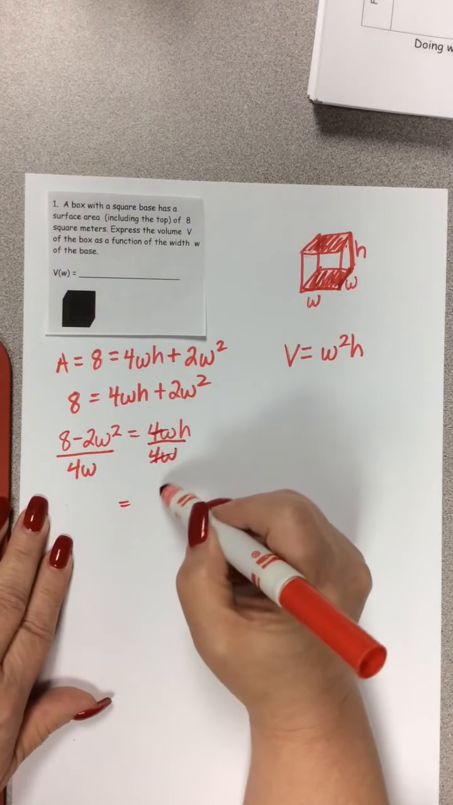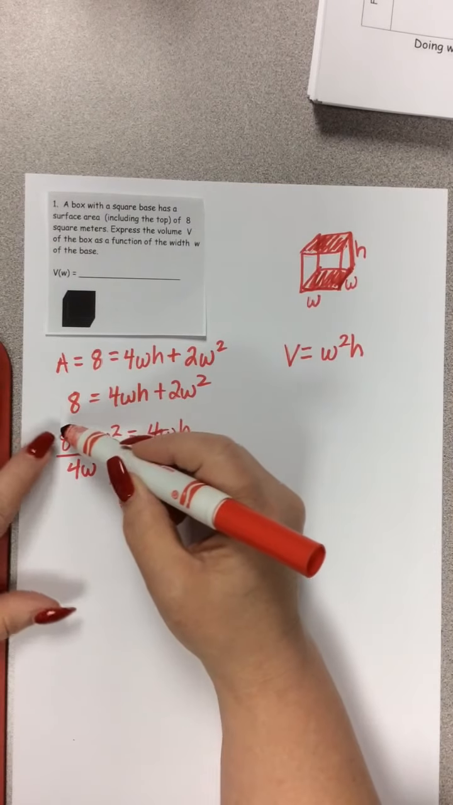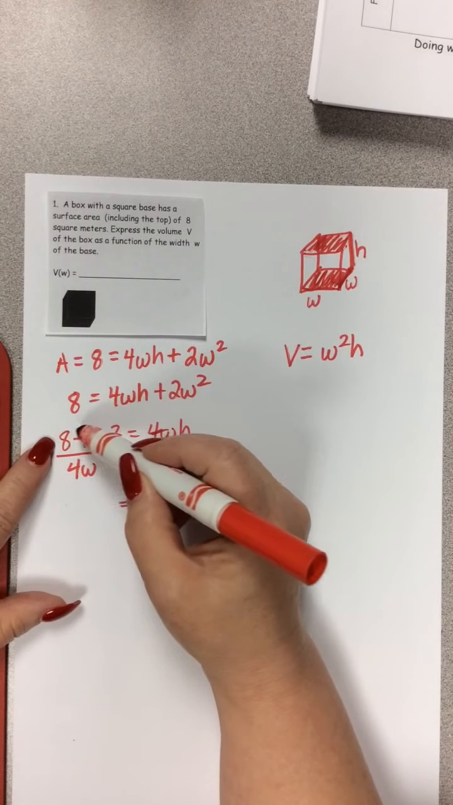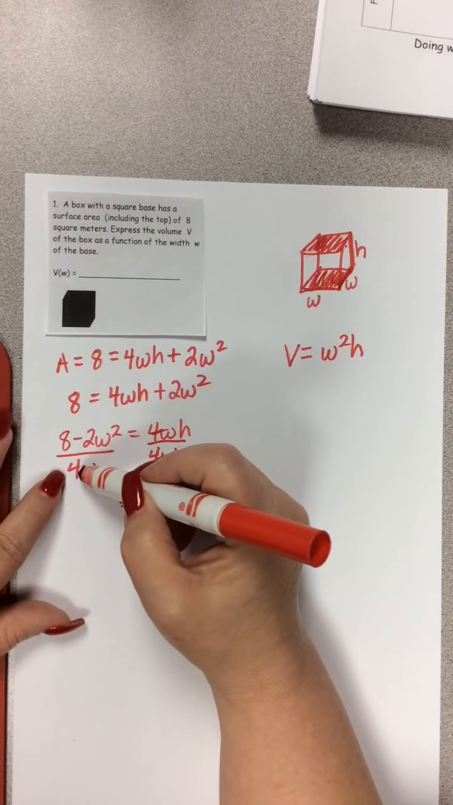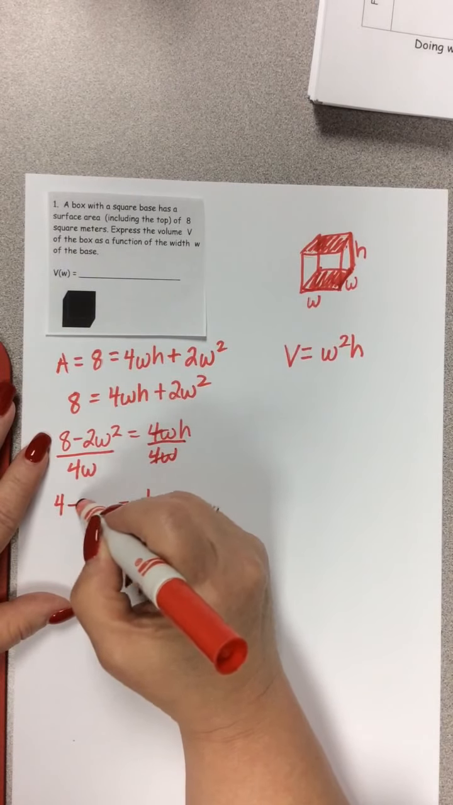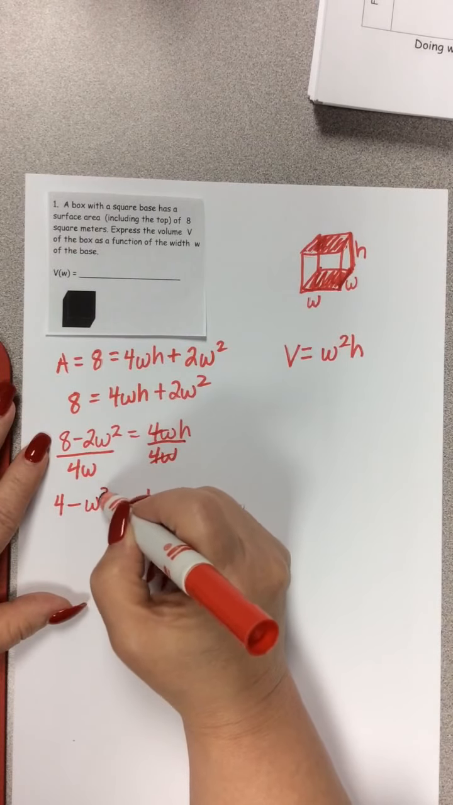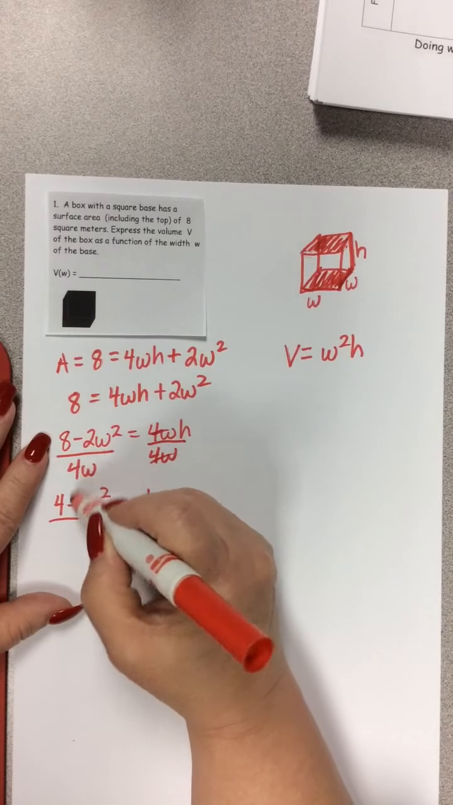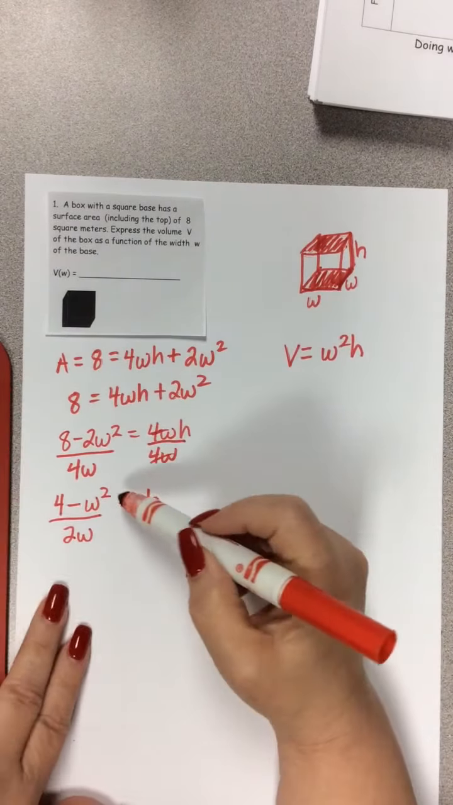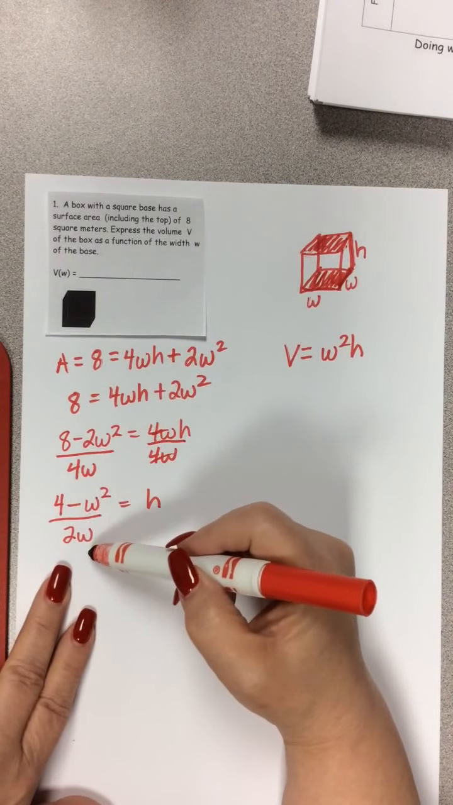So these cancel and I get H is equal to, do you notice all of these could be split in half? 8 is a multiple of 2, 2 is a multiple of 2, 4 is a multiple of 2. So I'm going to split them all in half. So half of 8 is 4, half of 2 is 1, so this is just W squared, and half of 4 is 2, so this would be 2W. Okay, so now I have H is equal to 4 minus W squared over 2W.